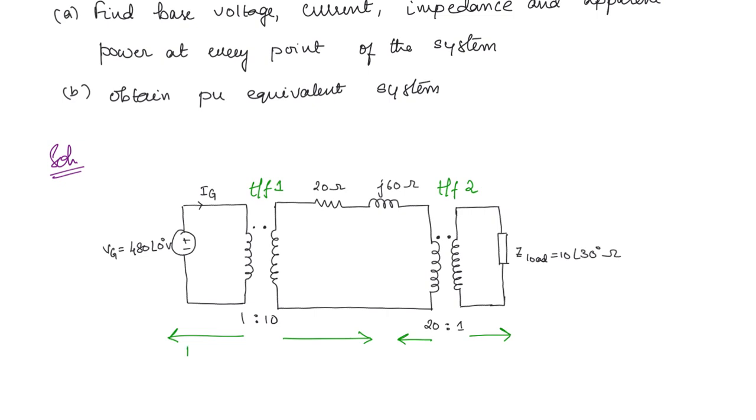So this we will consider as region 1, and this entire thing we will consider as region 2, and this thing will be region 3. So you have to note that the secondary of transformer 1 and the primary of transformer 2 are going to have the same base voltage values.